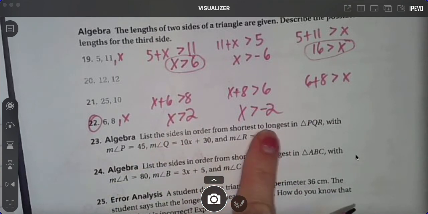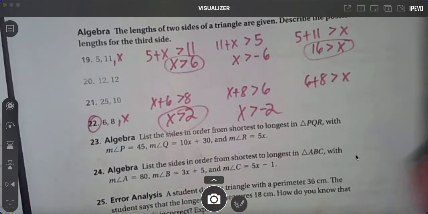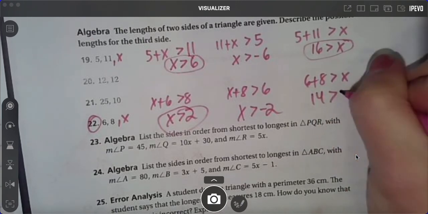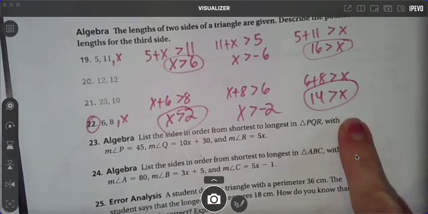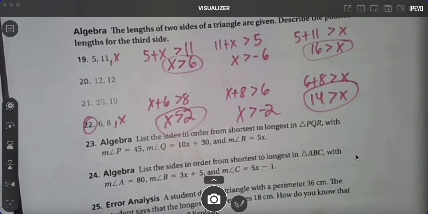Which one of those am I going to have to pick? The 2. And then this one, what's 8 plus 6? 14. And it's actually x is less than 14. So my numbers are 2 to 14. That's all it means, 2 to 14. Is that so bad? No?